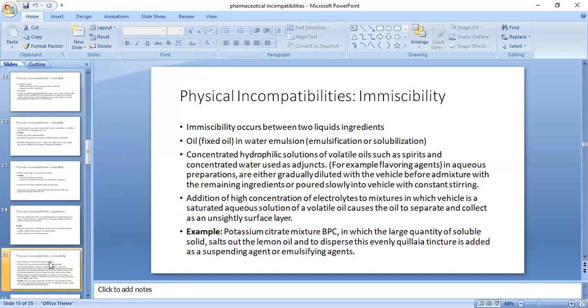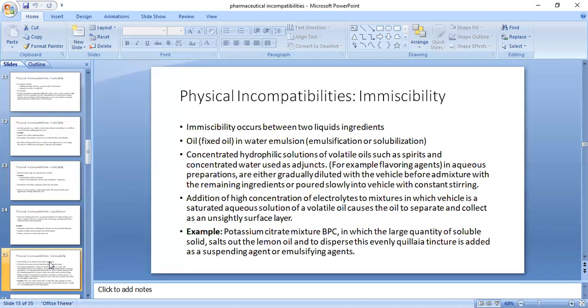Physical immiscibility. This incompatibility occurs between two liquid ingredients. Oils mixed, oil in water emulsion, emulsification or solubilization.